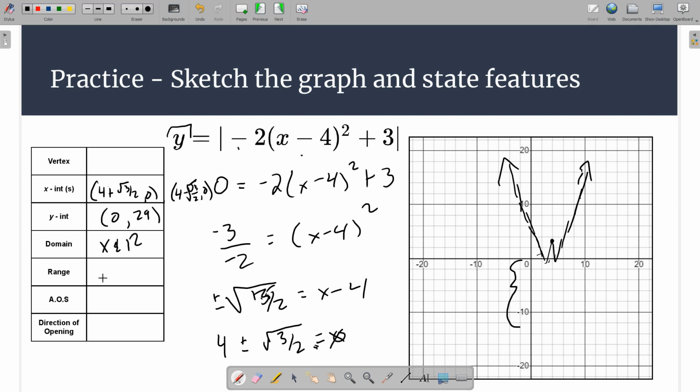X is real. My range is going to be y is greater than 0. Axis of symmetry, x is equal to, where's the middle of my graph? 4. So x is equal to 4. And the direction of opening now is upwards. Again, I think I'm going to just eliminate this from your quizzes and stuff. I'm not a fan of this feature when we're talking about quadratics with absolute values. And of course, my vertex is 4, 3.